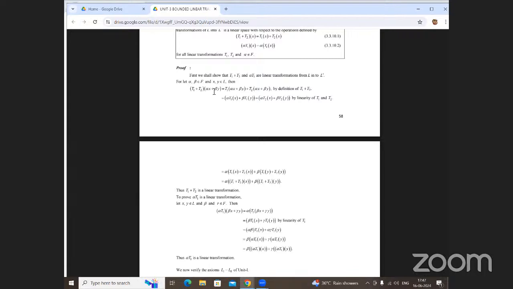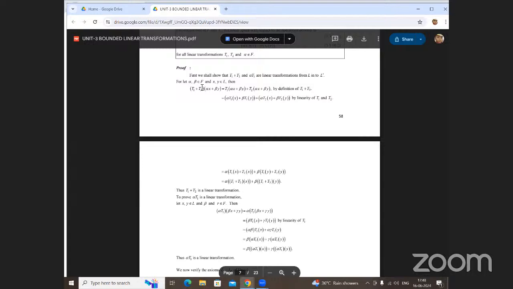This subspace, the one step test of the subspace is alpha x plus beta y. Now this is also connecting with the transformation: T of alpha x plus beta y equals alpha into T of x plus beta into T of y.